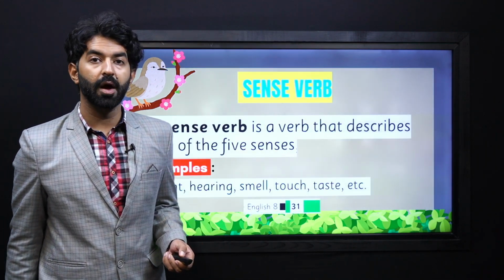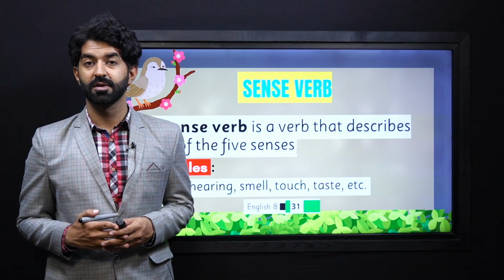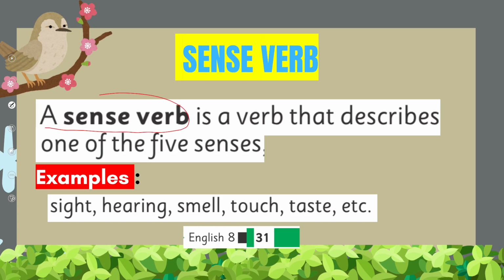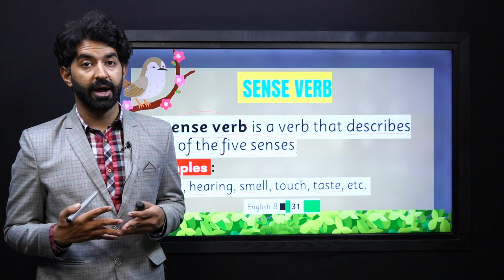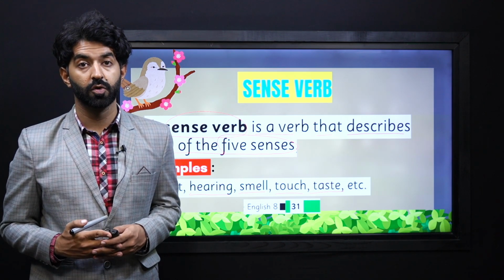Now let's talk about another kind of verb, which is sense verb. Can you guess what it is? Yes, it's about your senses. So a sense verb is a verb that describes one of the 5 senses. For example, all these kinds of words are basically our verbs: sight, hearing, smell, touch, taste. So all these require an action, and these verbs are related to our senses, hence we call them sense verbs.